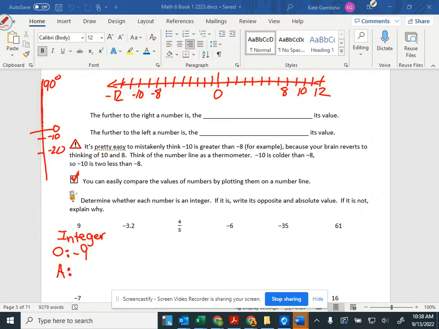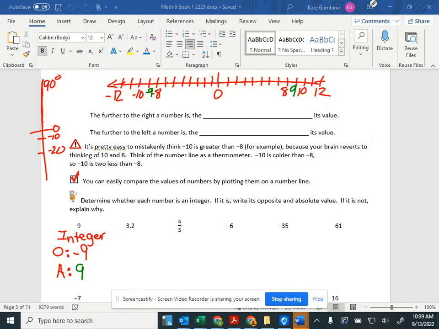So if 9 is right here, we need to count how far away from 0 it is. How far away is it? 9. It's 9 away from 0. So its absolute value is 9. -9 is the opposite. When it's an absolute value, it will never, ever, ever have a negative in it, because we're just counting how far away from 0 it is. So -9 and +9, they're both 1, 2, 3, 4, 5, 6, 7, 8, 9 away from 0. So it doesn't matter if you're negative or positive, it's how far away from 0 are you.